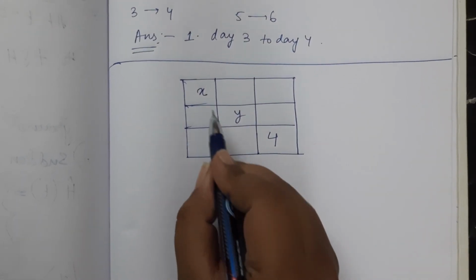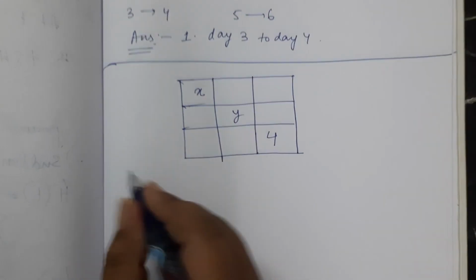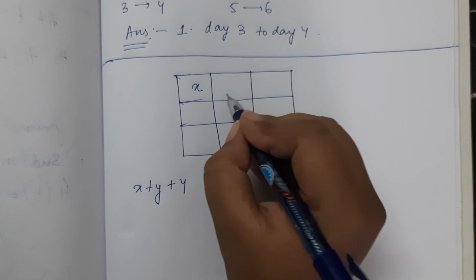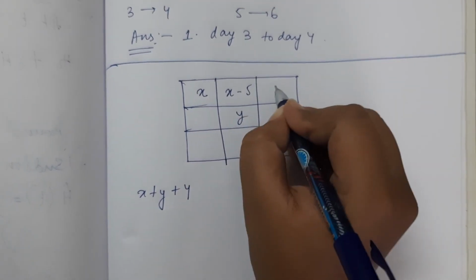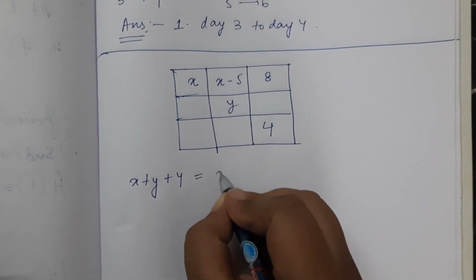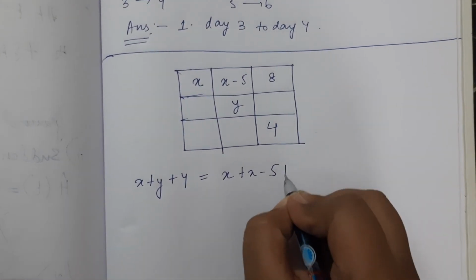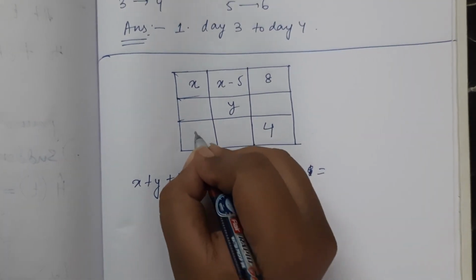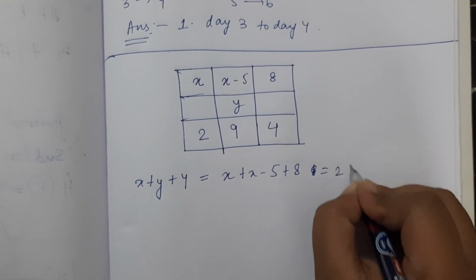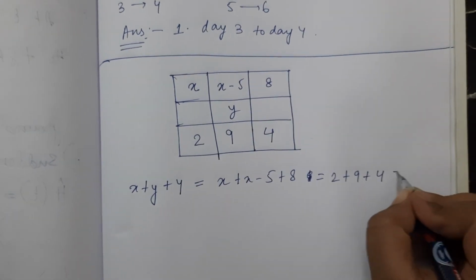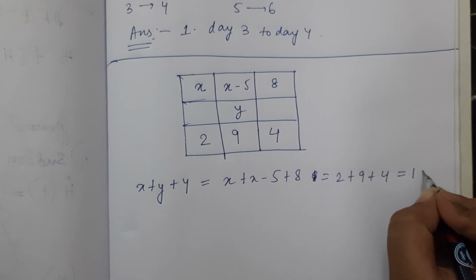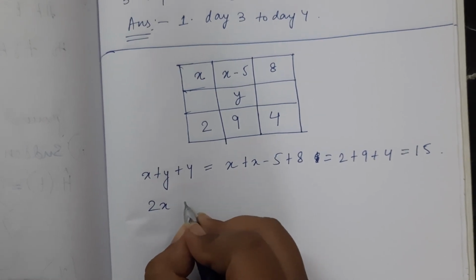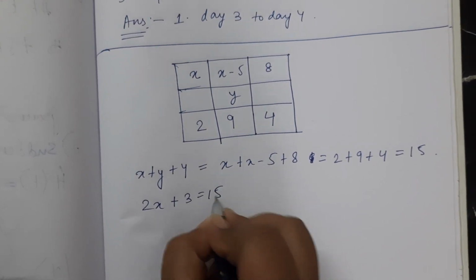So diagonally we have x, y and 4. So we should add x plus y plus 4. Now in the first row we have x, x minus 5 and 8. So this should be equal to x plus x minus 5 plus 8. And this should be equal to, we have the last row as 2, 9 and 4. So this should be equal to 2 plus 9 plus 4, which is equal to 2 plus 9 is 11 plus 4 is 15.